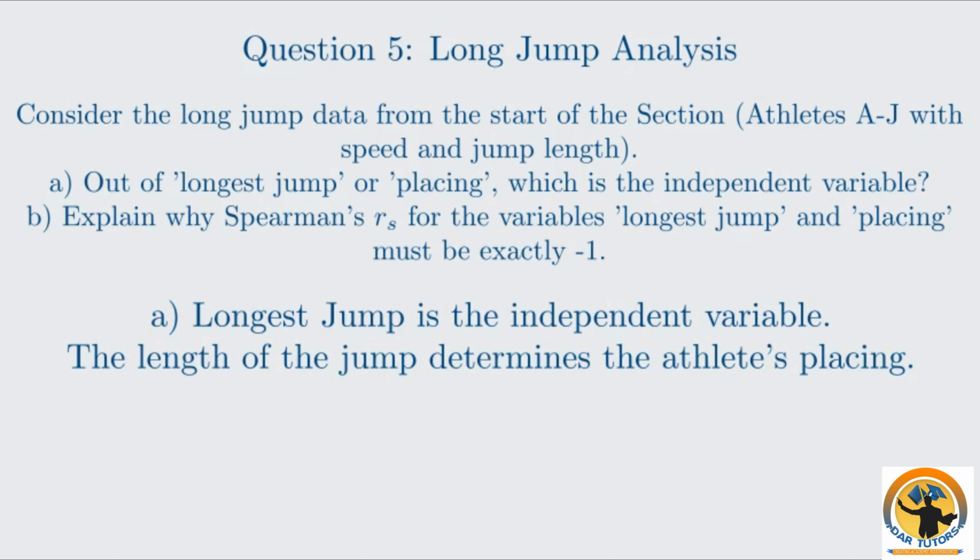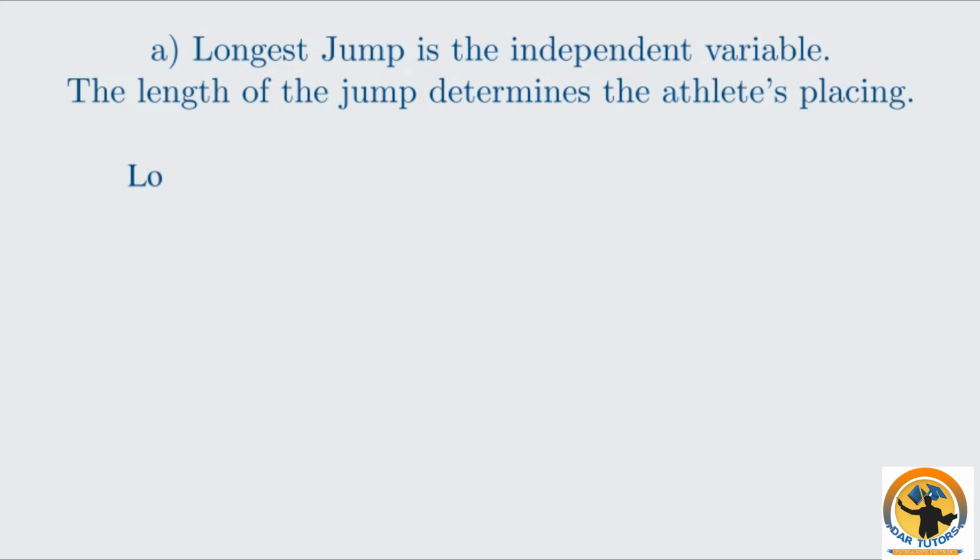Now for part B. Why must the Spearman's correlation coefficient between longest jump and placing be exactly 1? Let's list the jumps from the original data and assign ranks. For simplicity, we'll assign the highest jump a placing rank of 1. Athlete B had the longest jump of 5.29 meters, so they are ranked first.